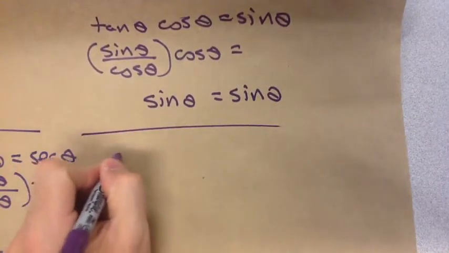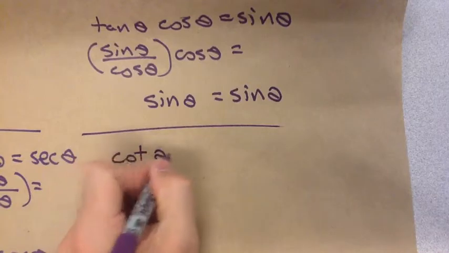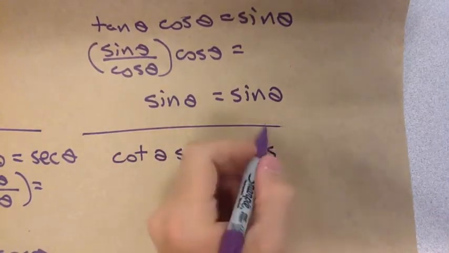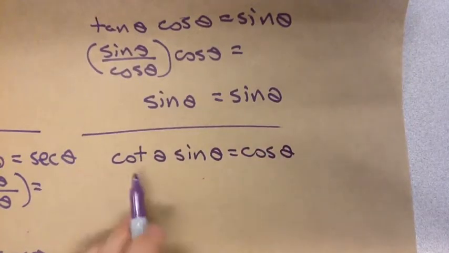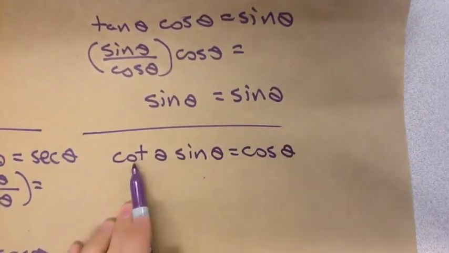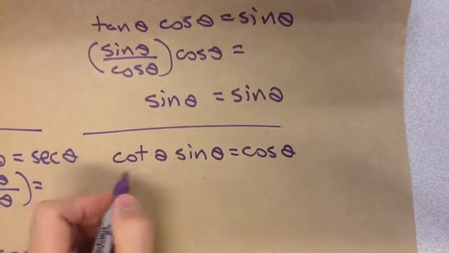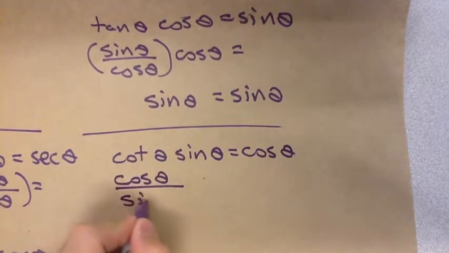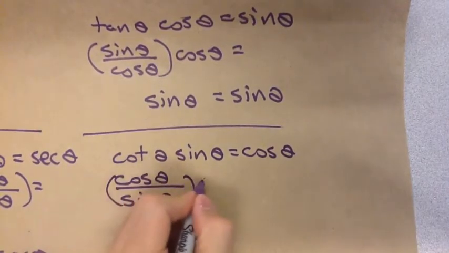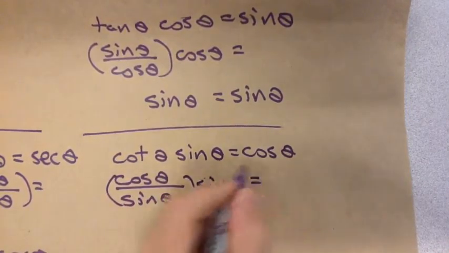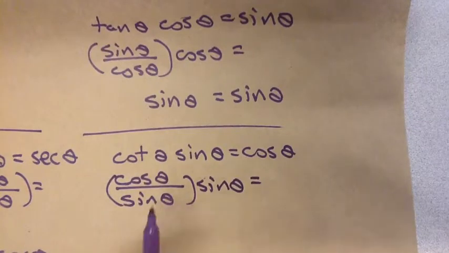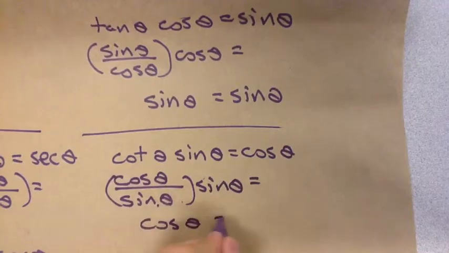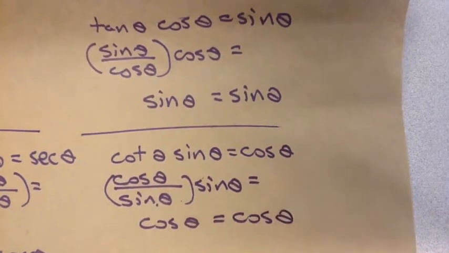Let's do another one. Cotangent theta times sine theta equals cosine theta. We see cotangent, we see sines and cosines. Let's change cotangent to be this quotient identity of cosine theta over sine theta times sine theta equals cosine theta. We're not there yet. These multiply out to become 1, so I'm left with cosine theta equals cosine theta, which is what I was looking for.